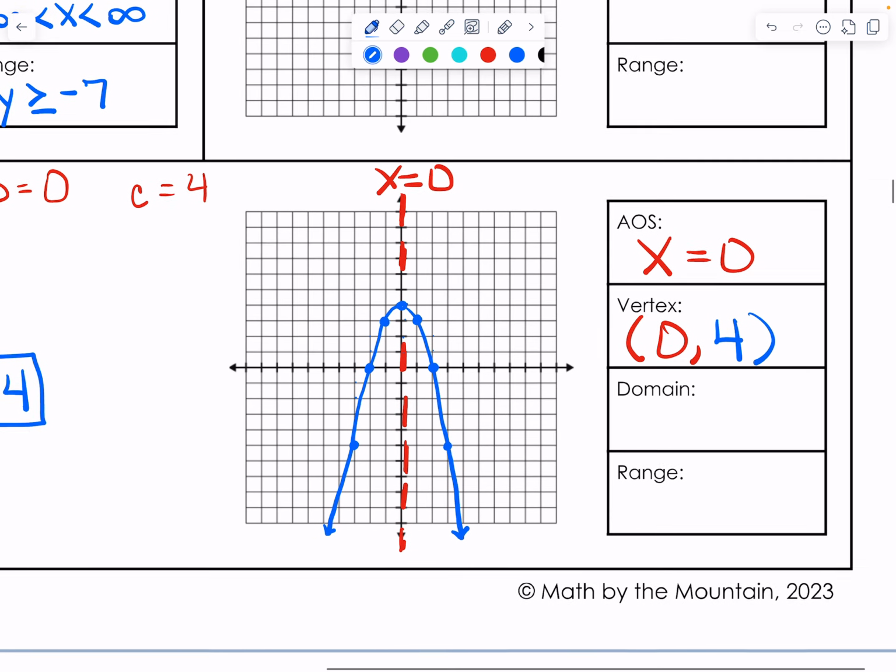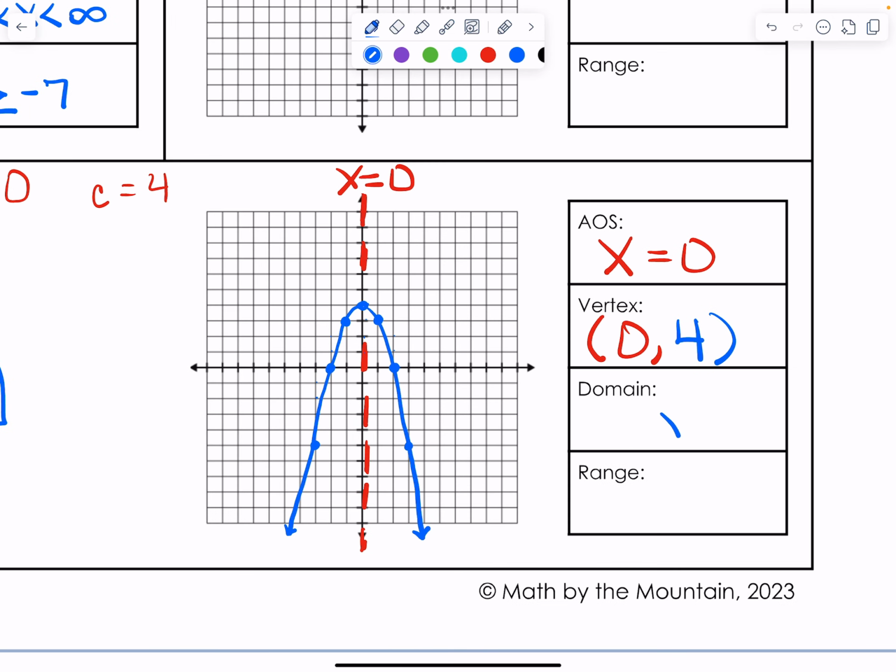Okay. So the domain on this one is x is all real numbers. x is between negative infinity and positive infinity. You could also write it with the symbol that represents all real numbers. Any of the things that you decided to use, as long as you understand it goes from negative infinity to positive infinity. Now, the range is the one that's a little bit different.